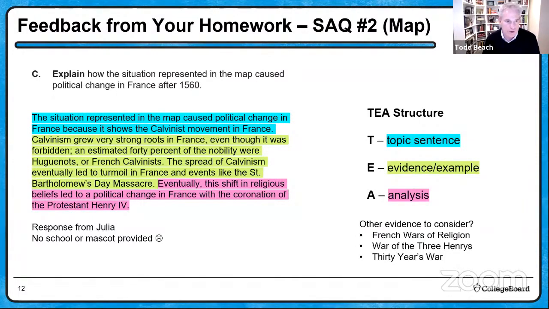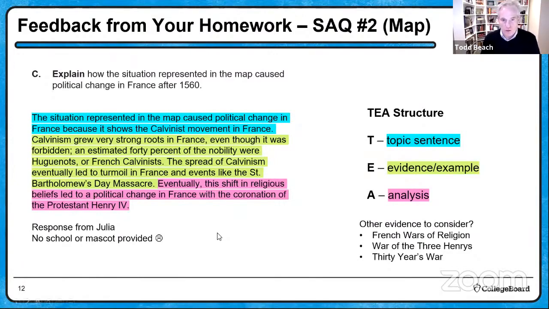In the green, we have the evidence: Calvinism grew strong roots in France, even though that was forbidden. An estimated 40% of the nobility were Huguenot, or French Calvinists. The spread of Calvinism eventually led to turmoil in France with events like the St. Bartholomew's Day massacre. So that's really nice evidence. And then the purple: eventually this shift in religious beliefs led to political change in France with the coronation of the Protestant King Henry IV. So Julia, good job with that.